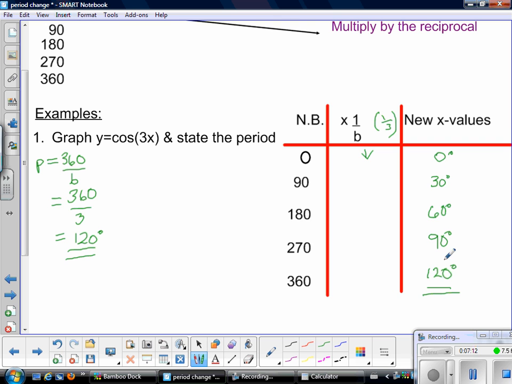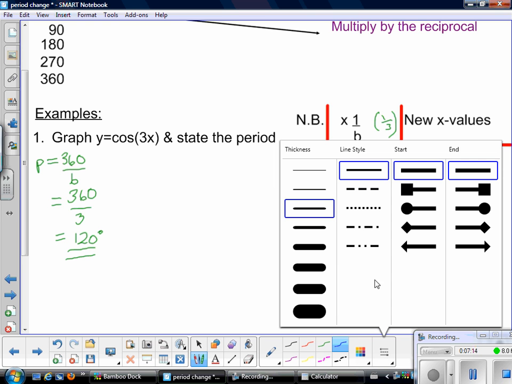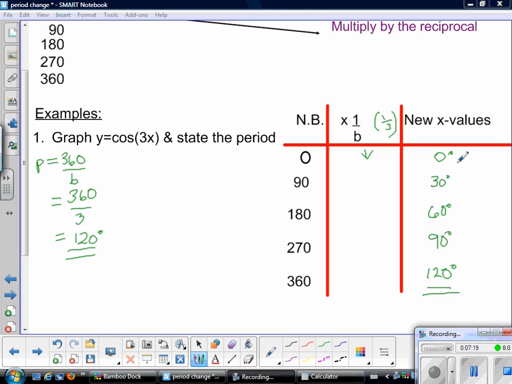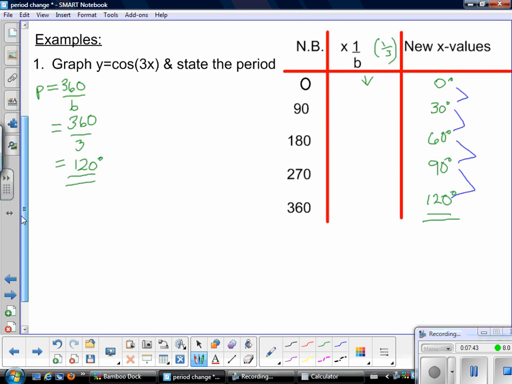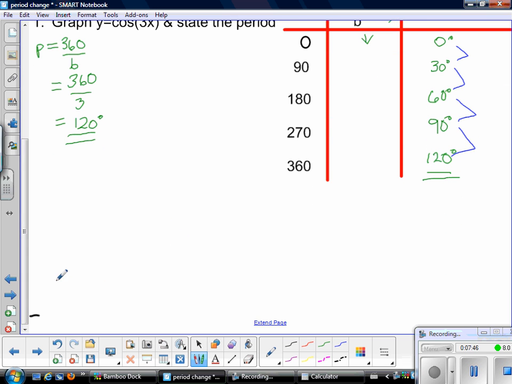Now notice too that the spacing between here is every 30 now. Before it was every 90, now it's every 30. So it's asked us to state the period, which we did, and graph this function. Now remember when we graphed before, we looked to see what was at the end, whether we had displacement. We don't have that, and our amplitude is still 1, so it's kind of normal that way. So I'm just going to pause it and make my axis so that you just don't have to watch me do it.